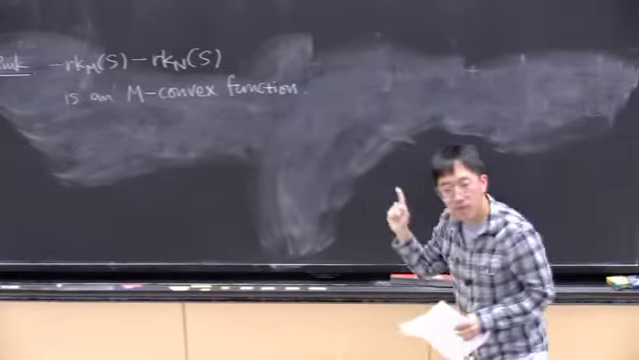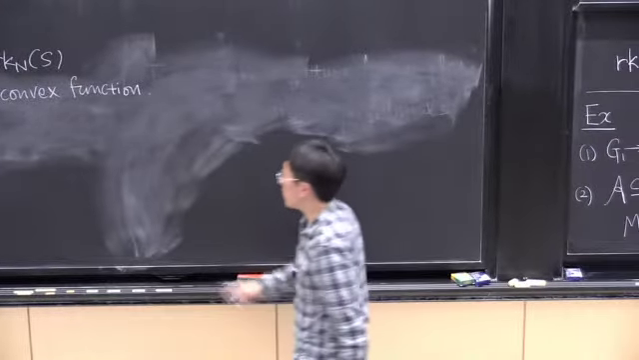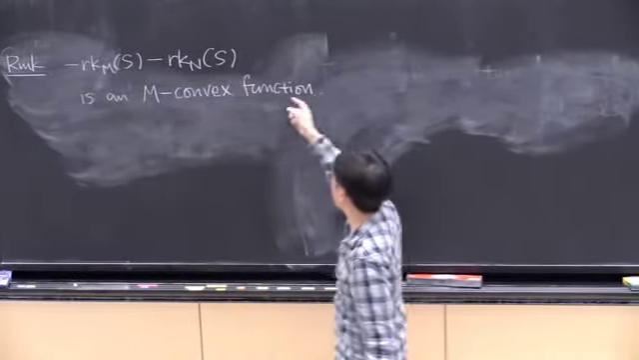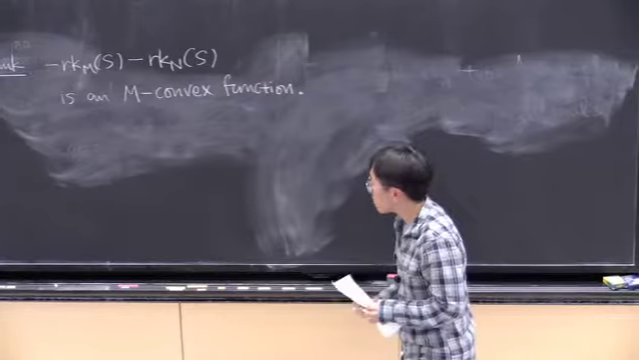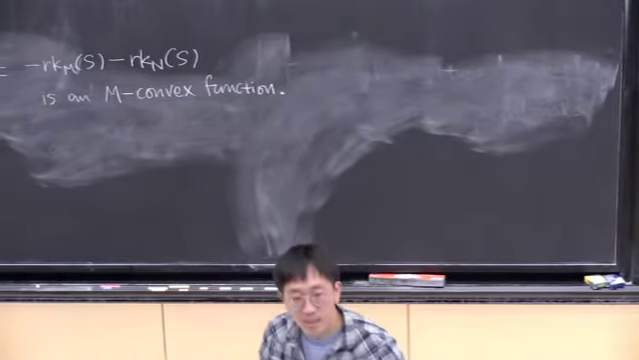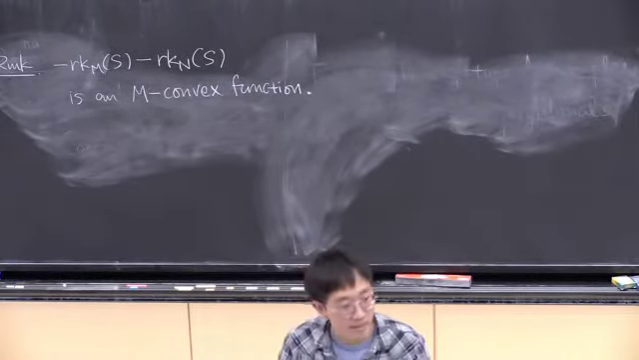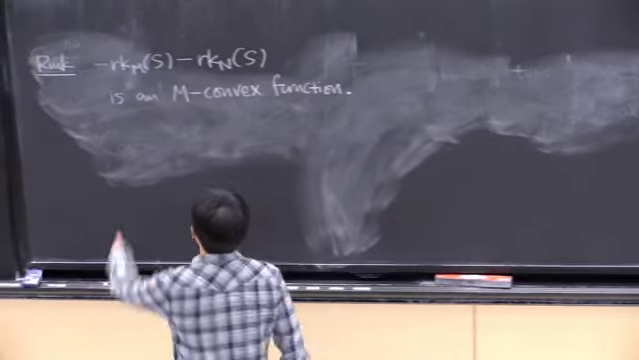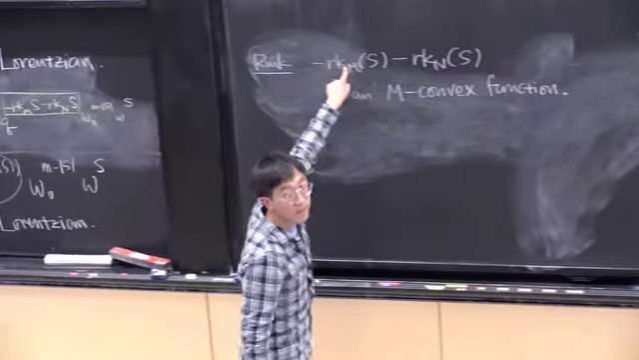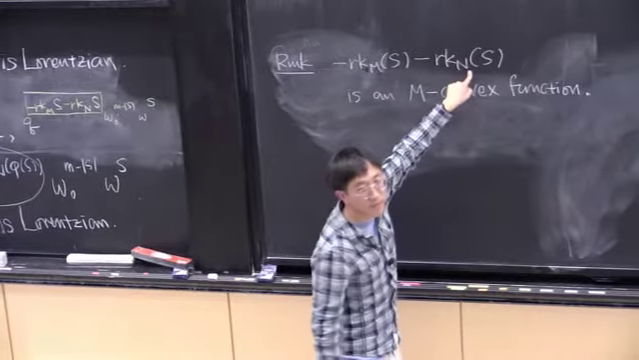And it's not too hard to convince yourself of that once you get acquainted with the notion of M-convexity. But there's something subtle happening here. Because the rank function of a matroid is an M-convex function. I have another M-convex function.